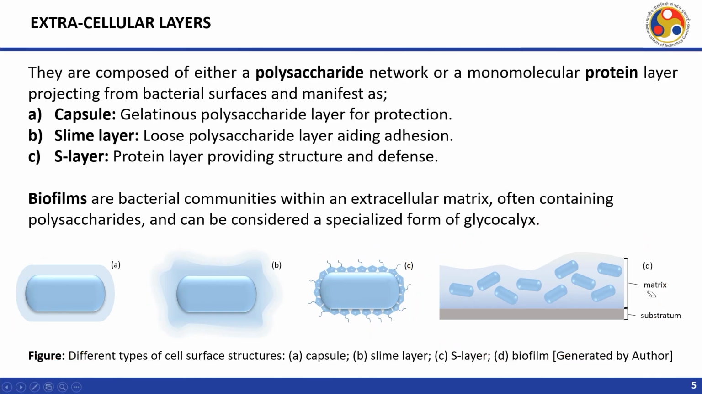So, capsule is basically a gelatinous polysaccharide layer for protection. Slime layers are loose polysaccharide layers aiding in adhesion, and S layers are protein layers providing structure as well as defense. Biofilms are bacterial communities within an extracellular matrix, often containing polysaccharides, and can be considered a specialized form of glycocalyx.